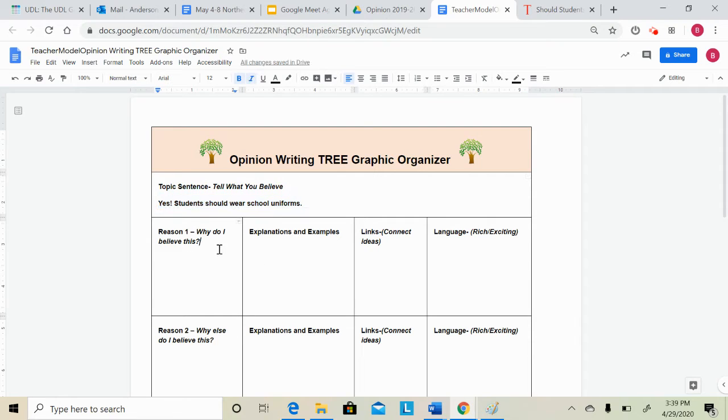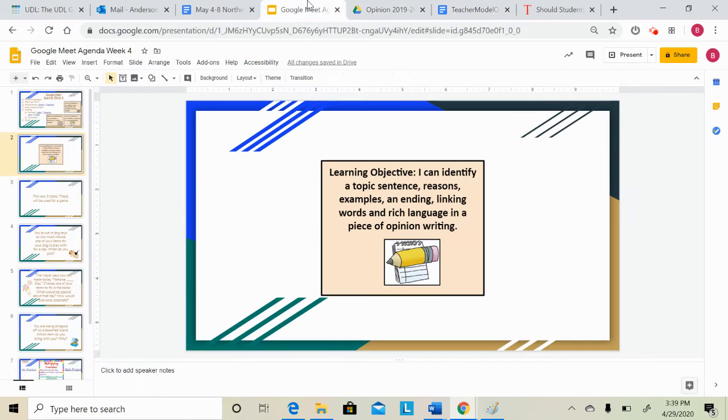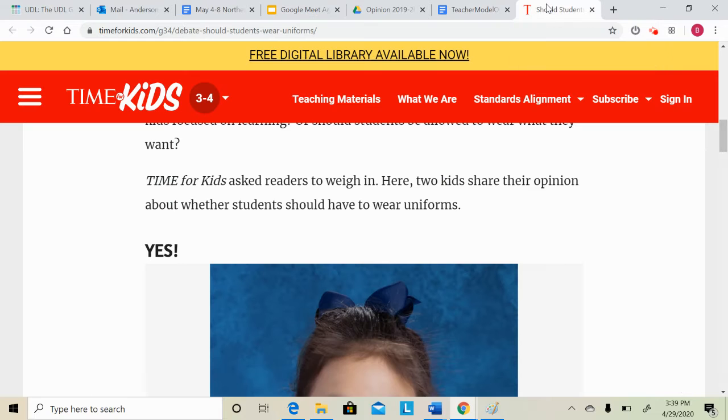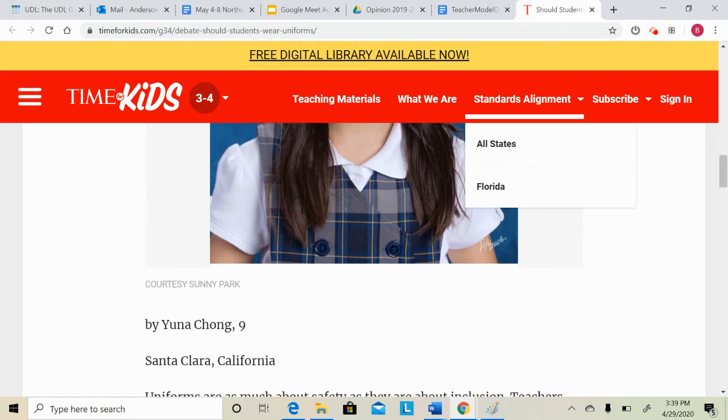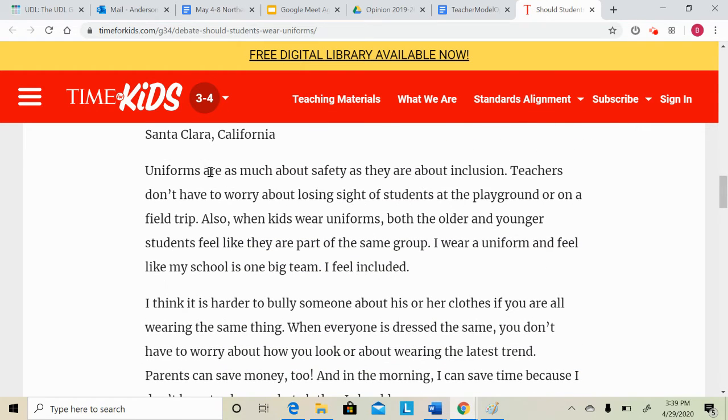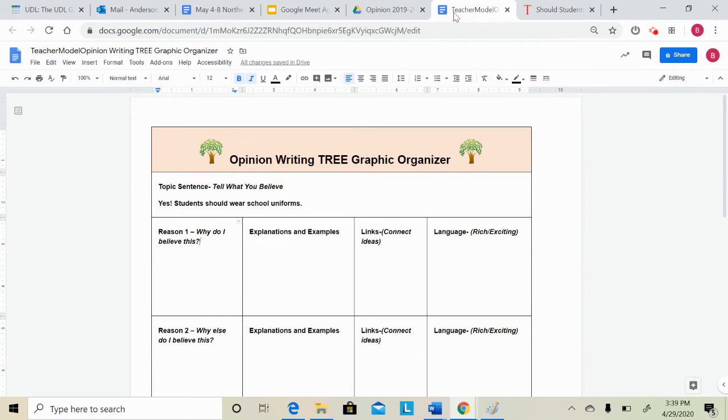Why does Una believe this? If we go back to the reading, the first reason that she says that she believes this is because uniforms are as much about safety as they are about inclusion. So she thinks that people should wear uniforms because they promote safety and inclusion. So her reason is uniforms promote safety and inclusion.